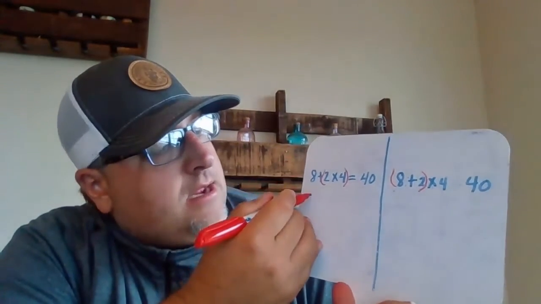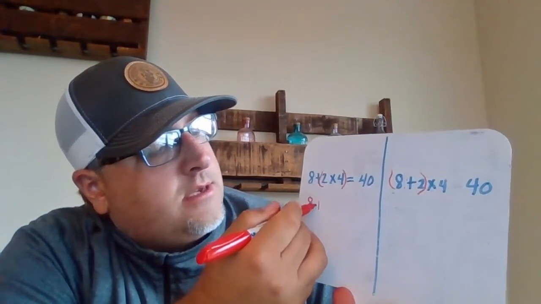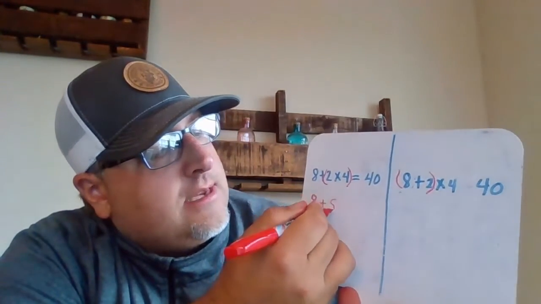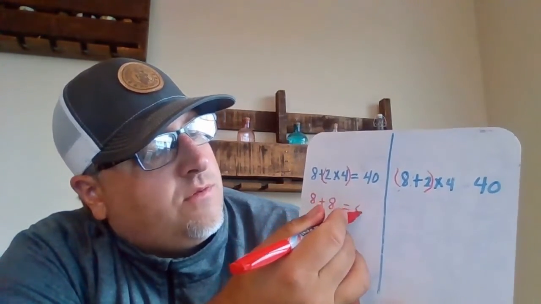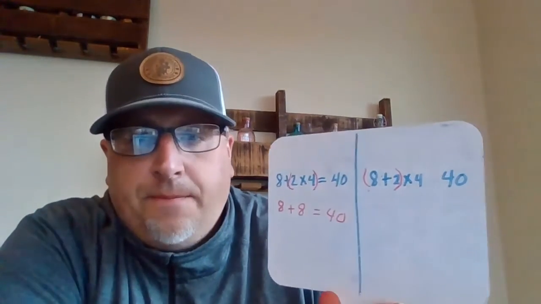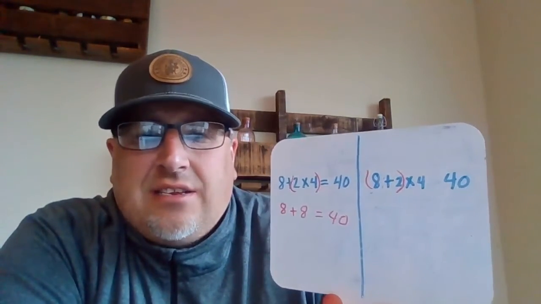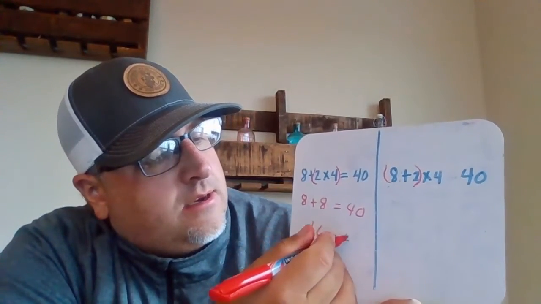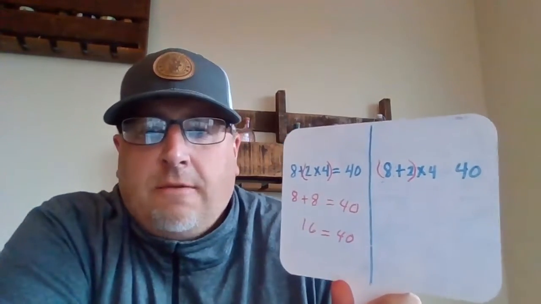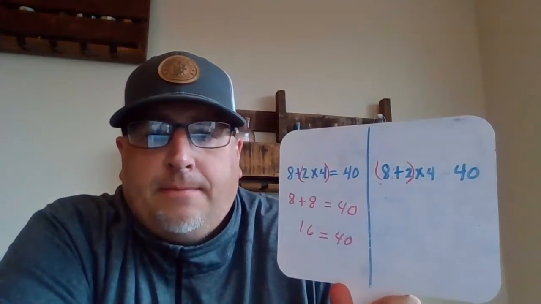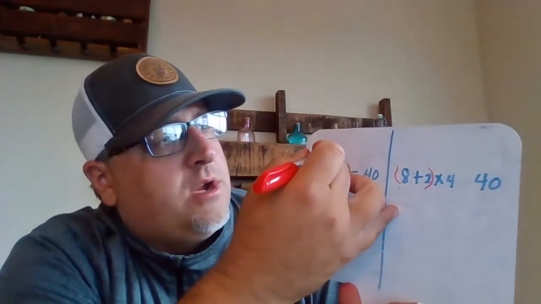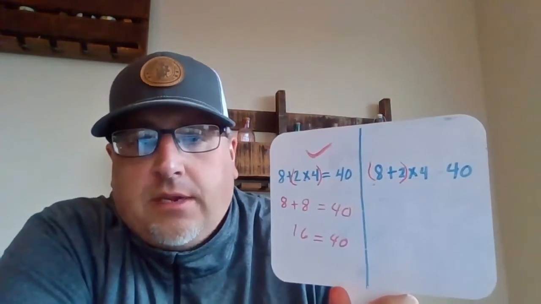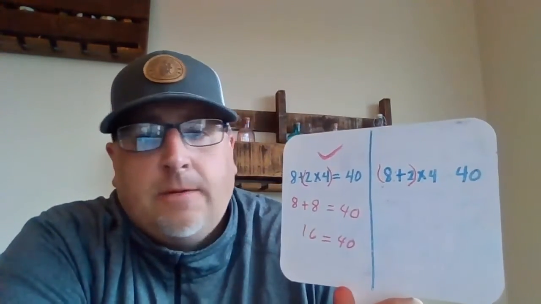So right here we have 8 plus, and we got 2 times 4. We know 2 times 4 is 8. And we have this equals 40, okay? 8 plus 8 is 16. So 16 equals 40. Is that problem correct by doing that? No, it is not. So we know this one is not going to be true. Cannot have that. 16 equals 40, not true.